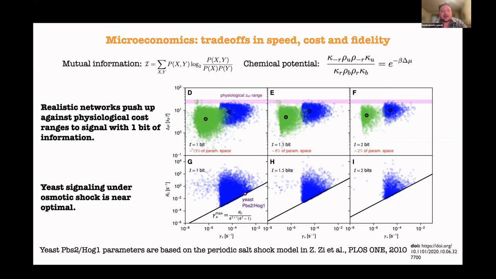Also, what we see is that we can come up with a bound on, or a relation rather, for the bandwidth in terms of our effective gain parameter R naught and the mutual information. And particularly what we see for yeast signaling under osmotic shock is that signaling is essentially optimized. So yeast is doing a very good job of signaling at fast speeds with low chemical potential.